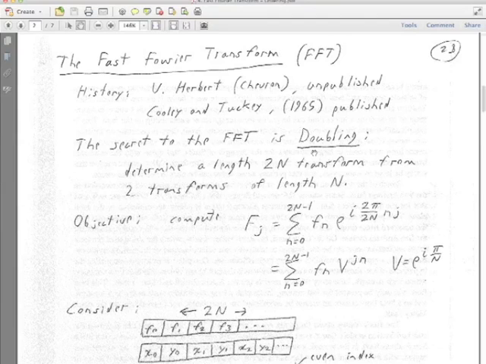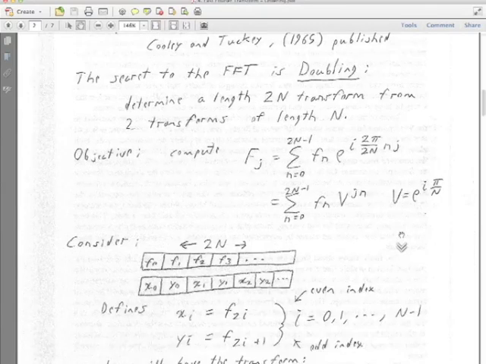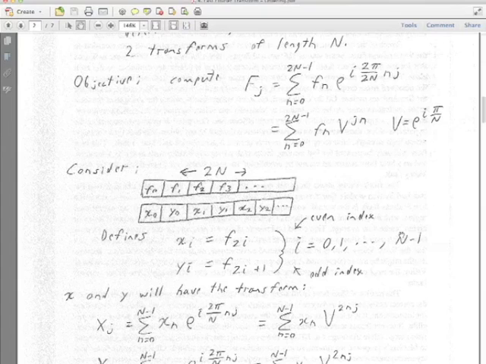The secret to the FFT is a concept called doubling, or an operation called doubling. So basically, you can determine a transform of length 2n from two transforms of length n, using a very simple operation. All right. So I'll introduce doubling here, and then tomorrow we'll come back and be able to finish it off.